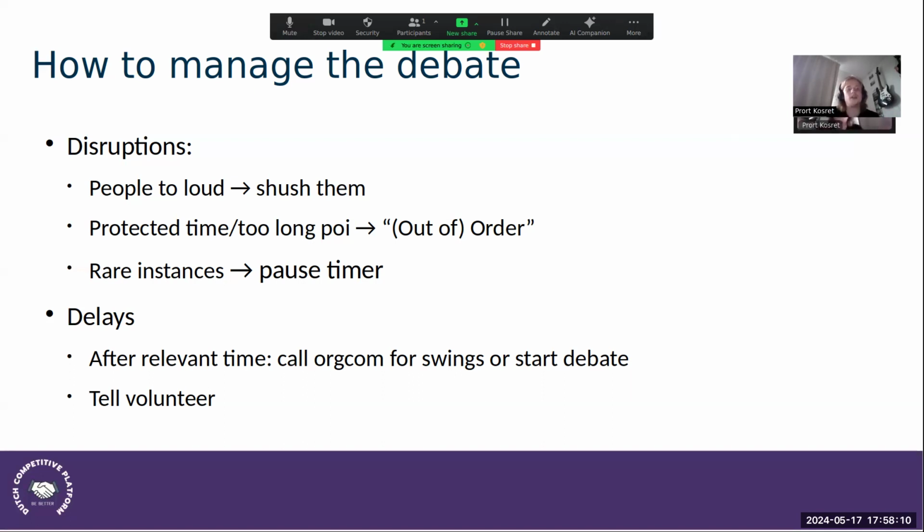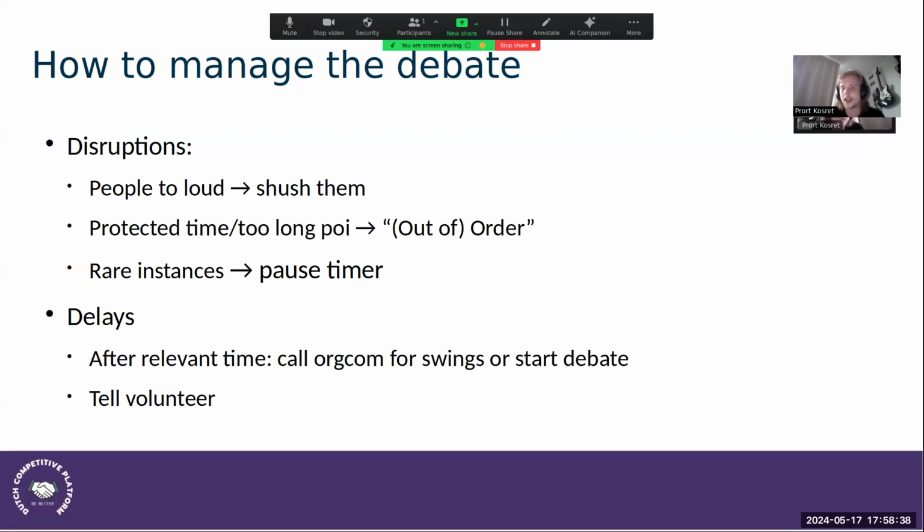I also think you should shush them to make sure that everyone has equal access to debate. A second thing is, people ask POIs during protected time, or the POI is too long. I think then just a short sentence of "out of order" or just "order" often makes people quiet down, and then you can make an announcement after the speech to say, hey, you have 50 seconds, or if a person cuts you off, you need to stop talking, to make sure that other speakers will respect the rules.